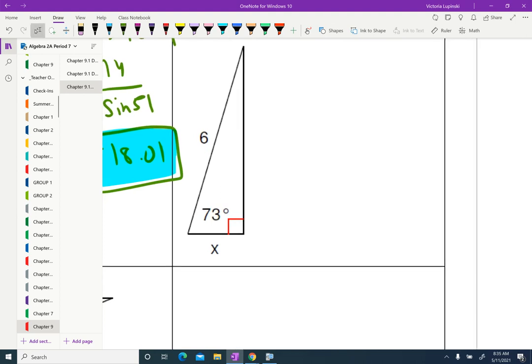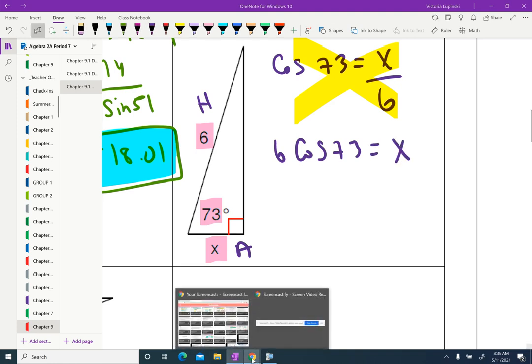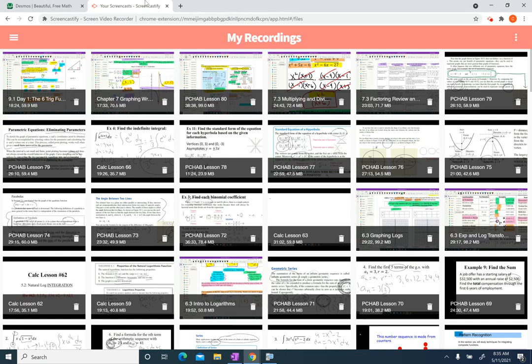Take a look here at number 3. Again, you're trying to connect this angle, this x, and this 6. Maybe you're getting a little bit more savvy, maybe not, but compared to the 73, this is the adjacent and the hypotenuse, which means this is a cosine situation. The cosine of 73 is equal to x over 6. You're going to go ahead and again cross multiply, which tells us that 6 times the cosine of 73 is equal to x. Now to show you in Desmos how that's going to work.